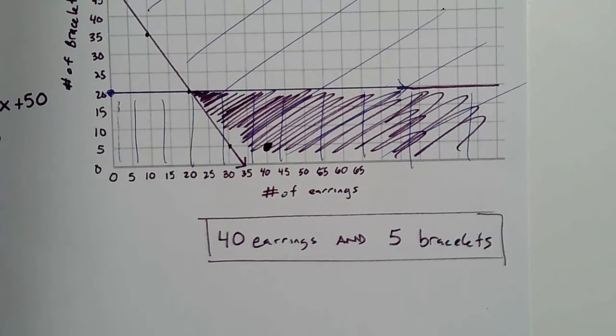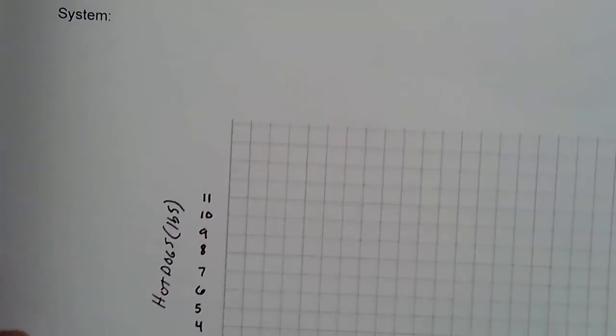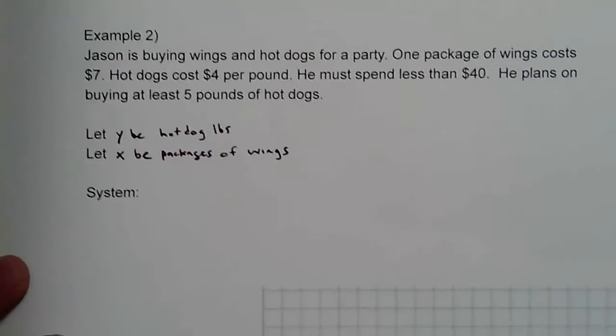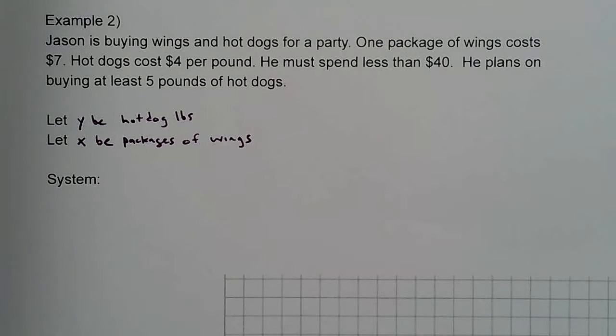All right, let's take a look at one more application of our systems. We're hosting a party. Jason is hosting a party. Jason's buying wings and hot dogs for the party. One package of wings costs $7. Hot dogs cost $4 per pound. He must spend less than $40. Okay, so he's got a budget here. He plans on buying at least 5 pounds of hot dogs.